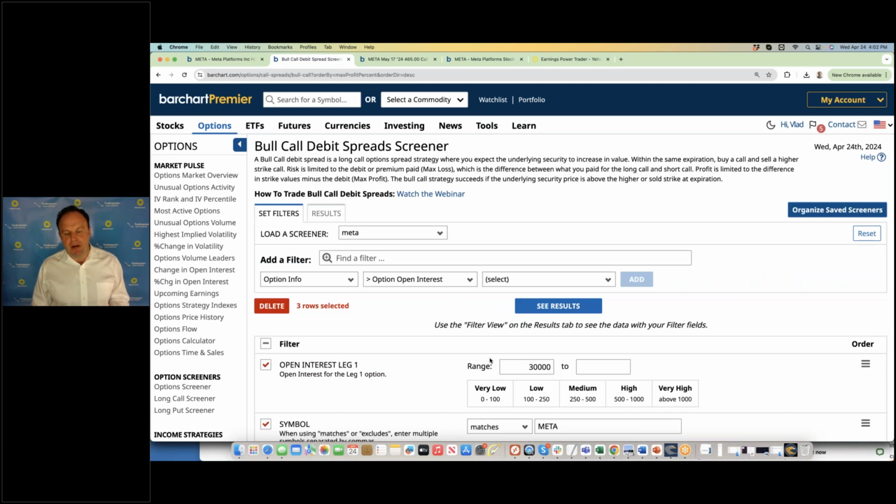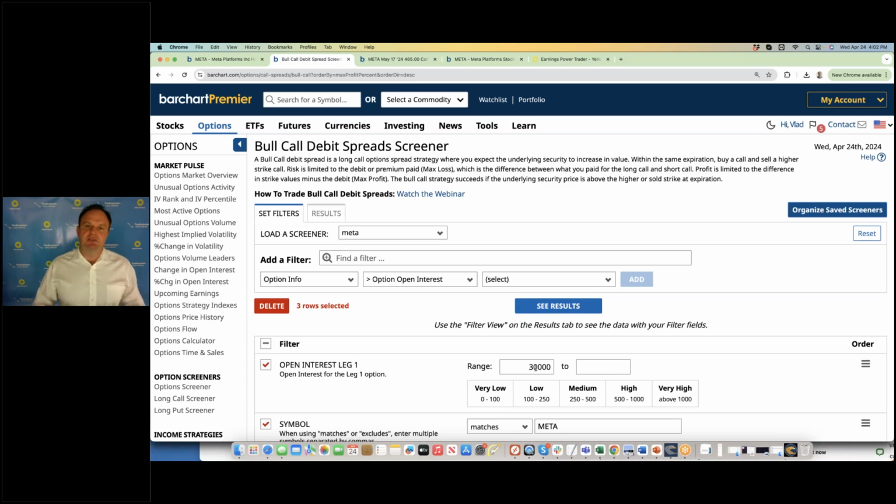I want to find the strike prices where there's high open interest, because high open interest, even if you don't trade options, usually shows you where supply meets demand, right? There's some people buying options. There's a broker dealer that usually is selling these options. So here I wanted to see 30,000.